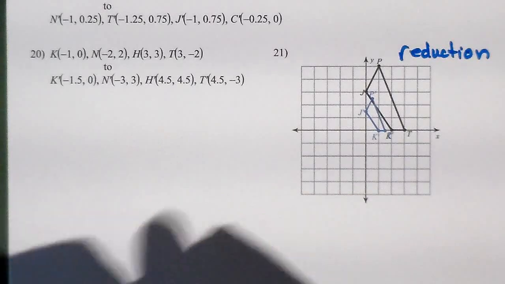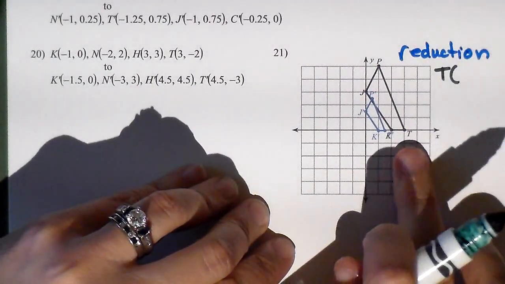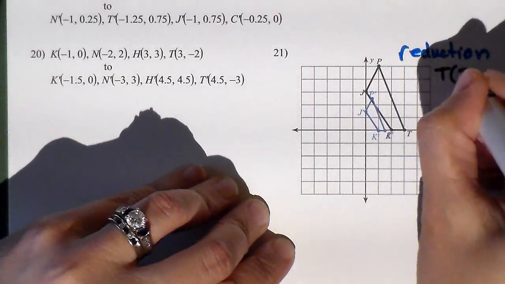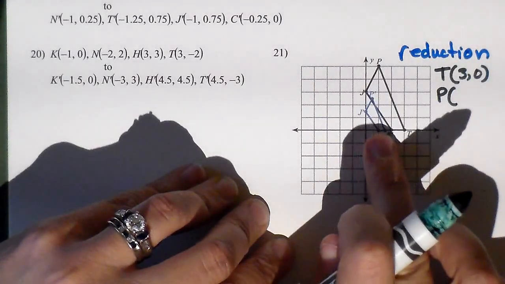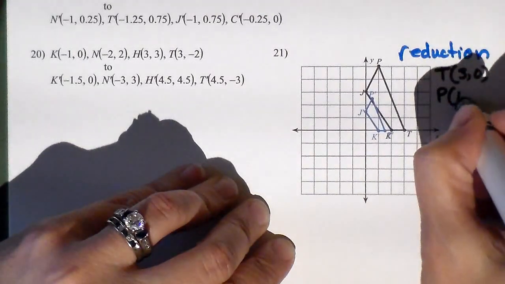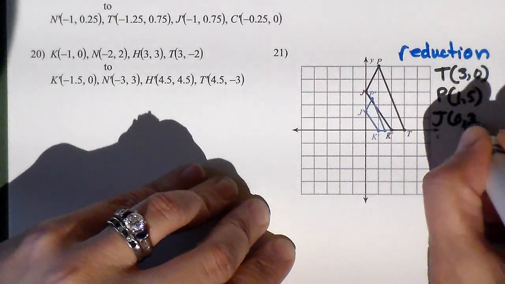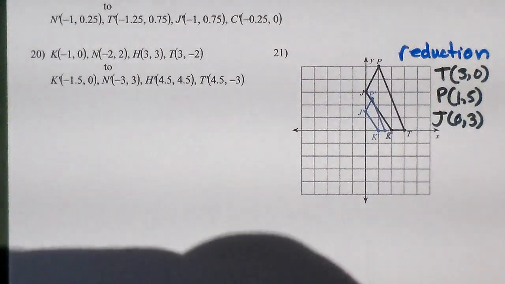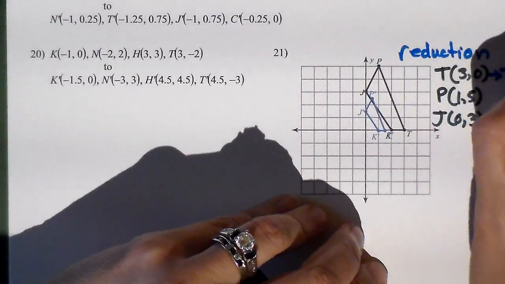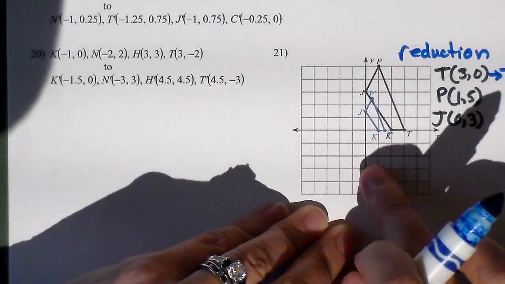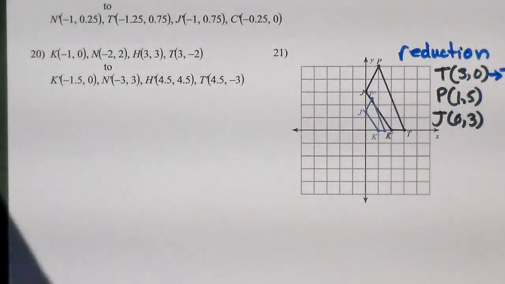All right, so for the black figure, I have T, which is at 3, 0. Excuse me, I've got P, which is at 1, 5. And I've got J that is at 0, 3. Where did I end up? Well, let's figure it out. Oh, and there's a K. I missed the K.